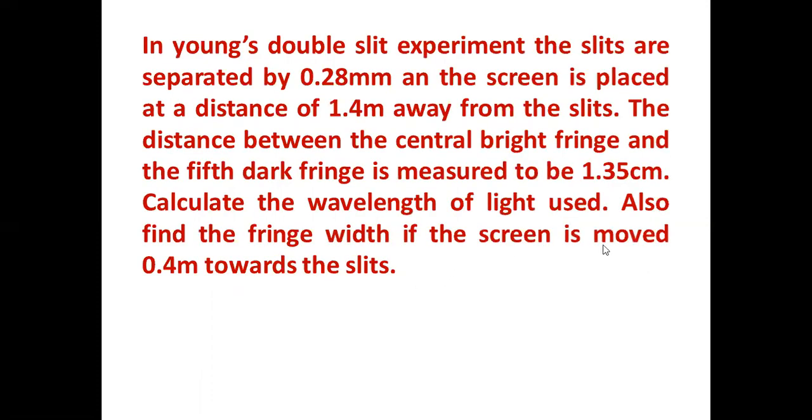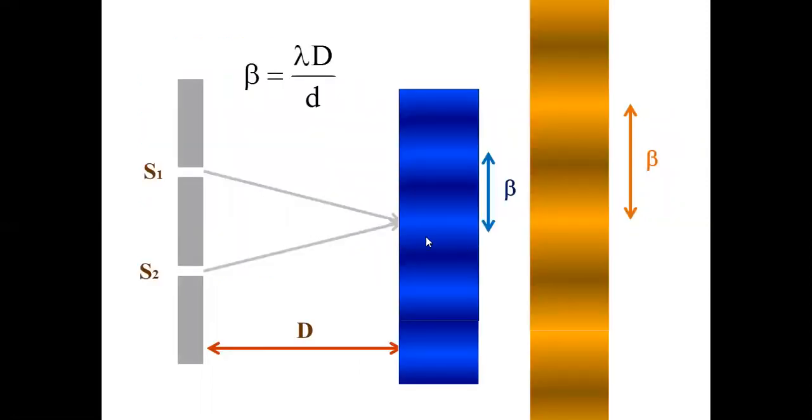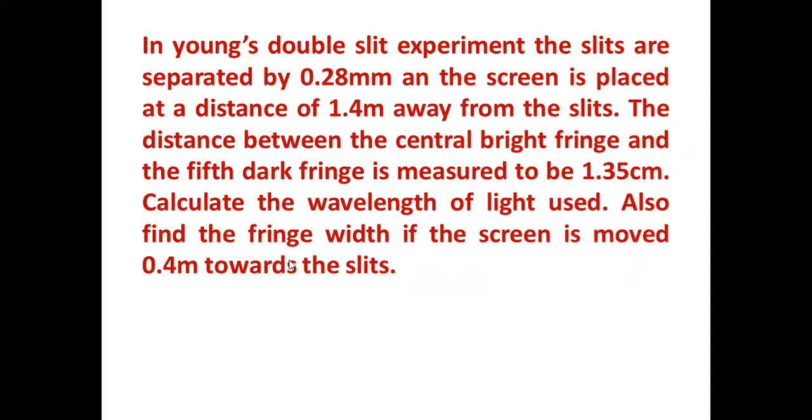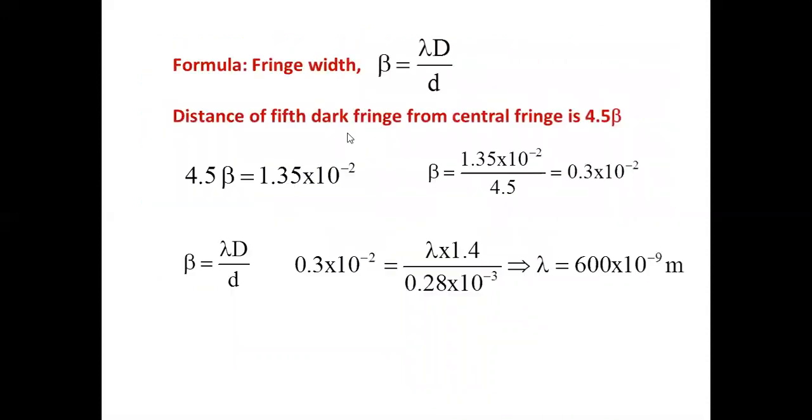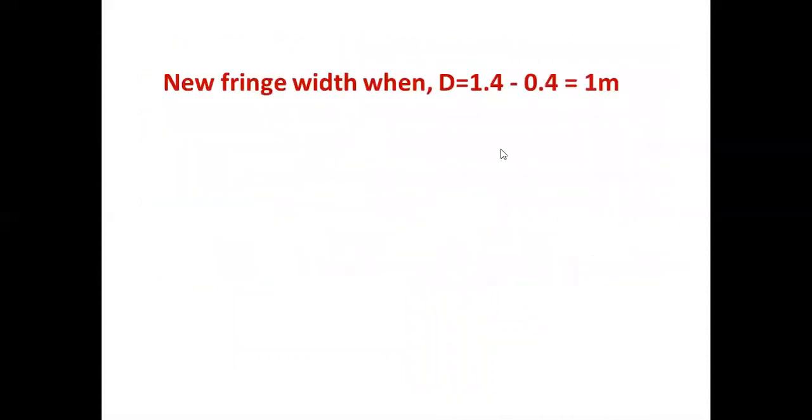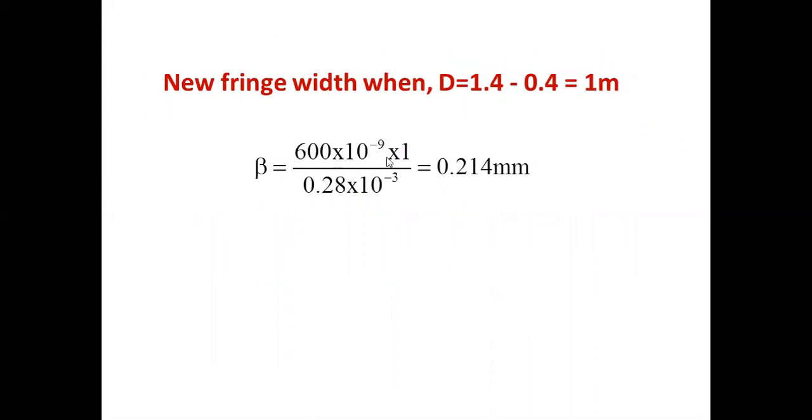Also find the fringe width if the screen is moved 0.4 meter towards the slits. So if the screen is moved towards the slits, D becomes D minus 0.4, that means 1.4 minus 0.4. Yesterday we have seen this. And now that is the capital D. So beta is equal to lambda D by d. Now the new fringe width: instead of 1.4, it is 1. 600 by 0.28. This is the fringe width, new value 0.21 millimeters, sorry. Because this is minus 6 and the remaining is adjusted here, you check the calculations later. So that is the new fringe width.